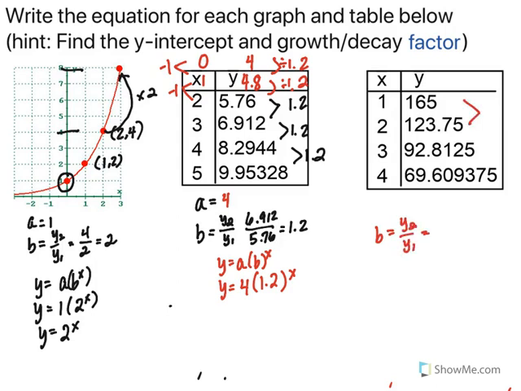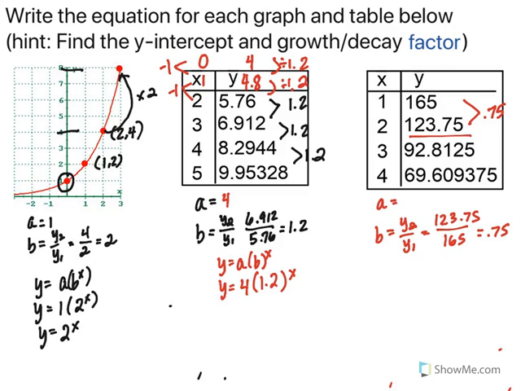So in this case, I'm going to take 165 and 123. My second y value is 123, so that's going to go on top. My first is 165, that goes on the bottom. Again, we're doing second divided by the first, so we'll have 0.75, which makes sense because our values are getting smaller as we increase throughout the table. So we see that our decay factor is 0.75.